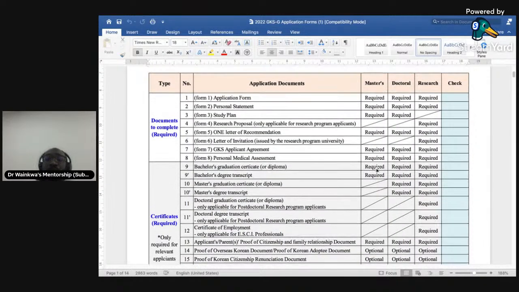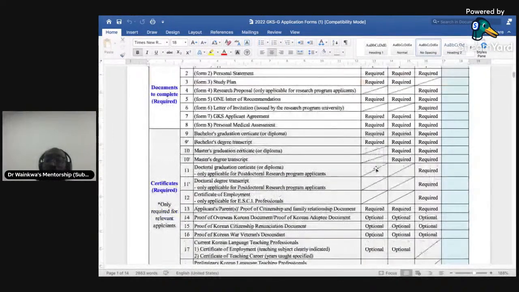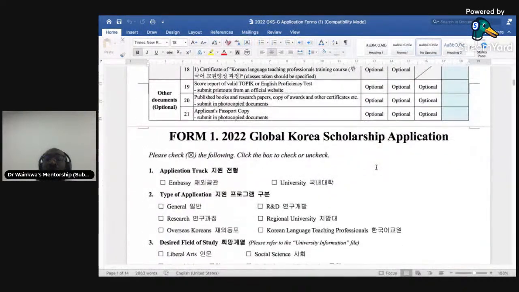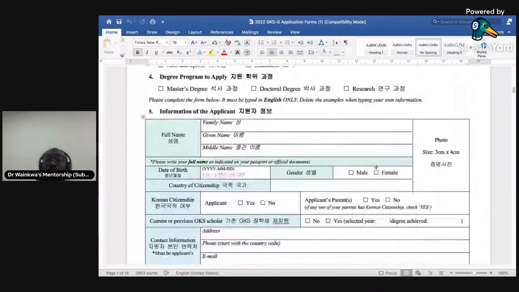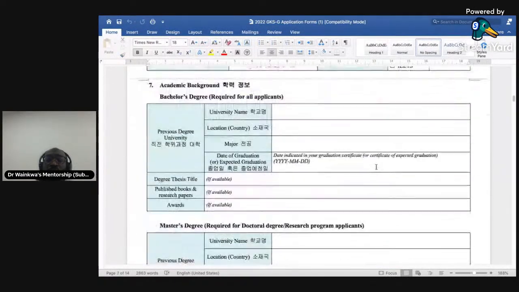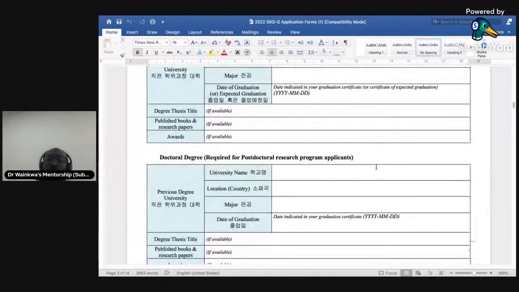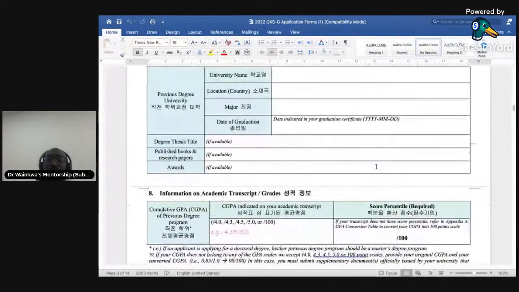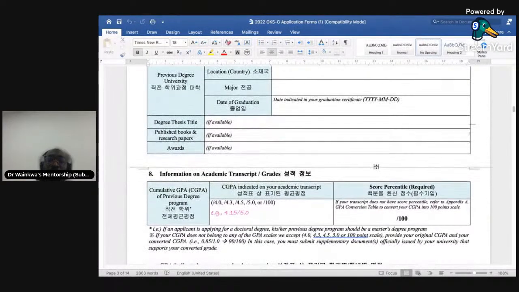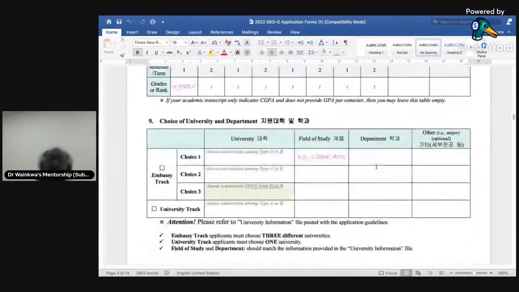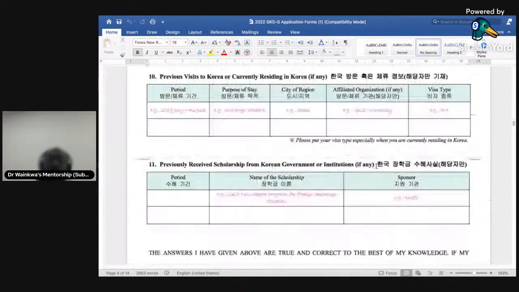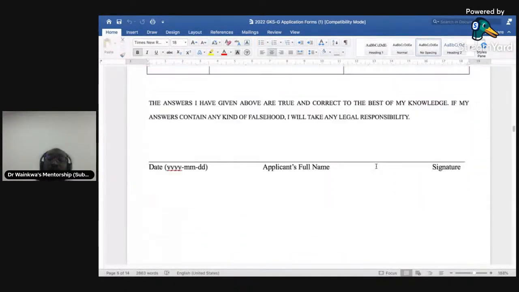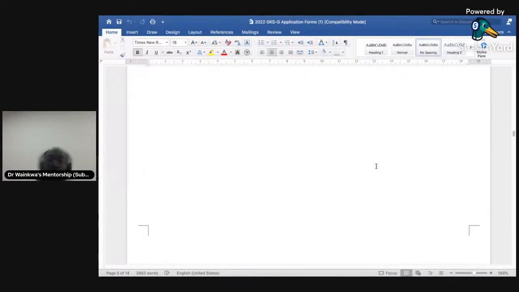Since there are usually two application forms, the university track and the embassy track, you provide it for all tracks you're going to apply to. For the embassy track, you're targeting just two or three universities. Meanwhile for the university track, it's just one track that you'll be following. So that is basically it.